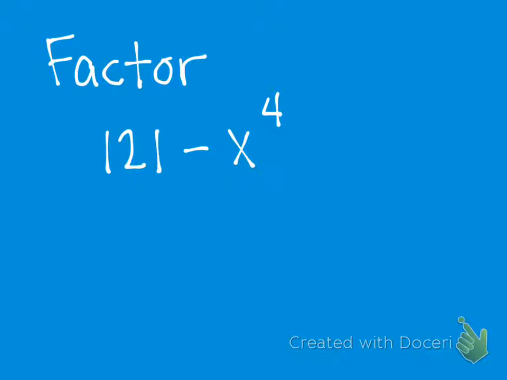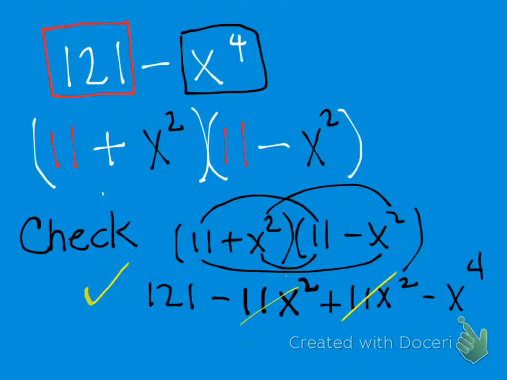Try factoring 121 minus x to the fourth by yourself. After you put your two parentheses, you put in the plus and minus sign. 121 breaks up into 11 times 11, and the x to the fourth breaks up into x squared times x squared. You can check this answer using FOIL.